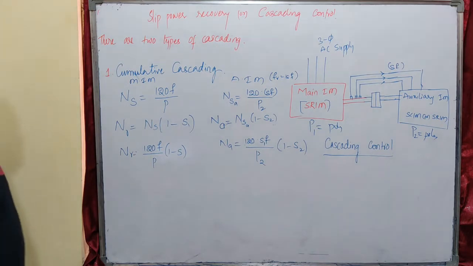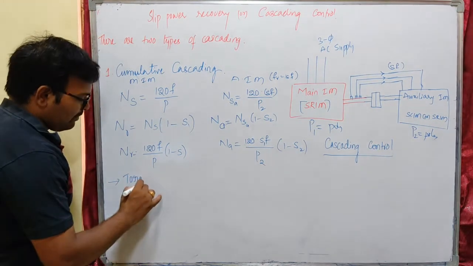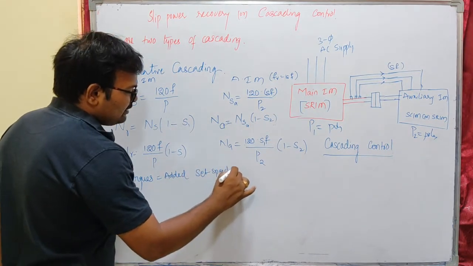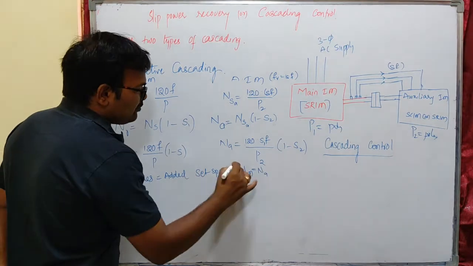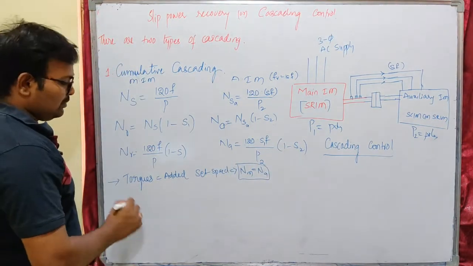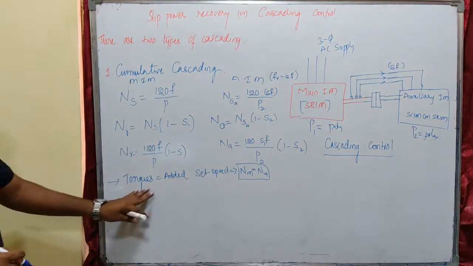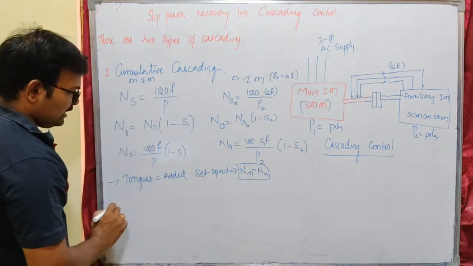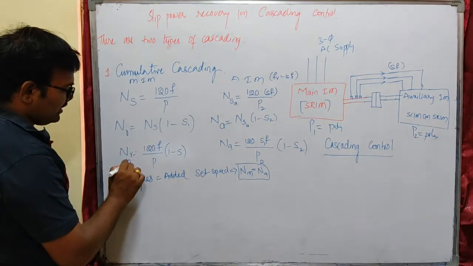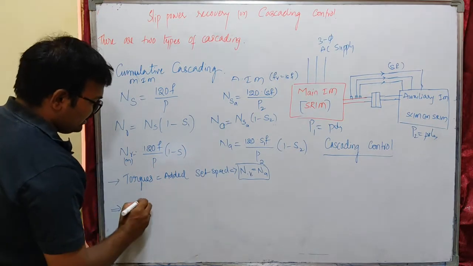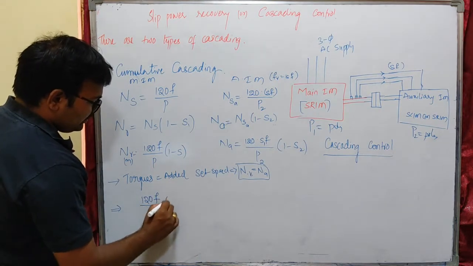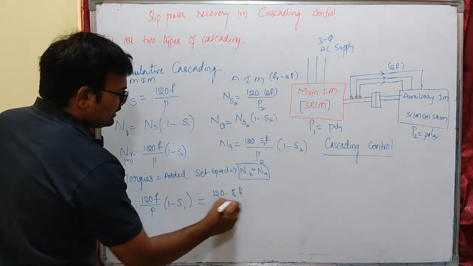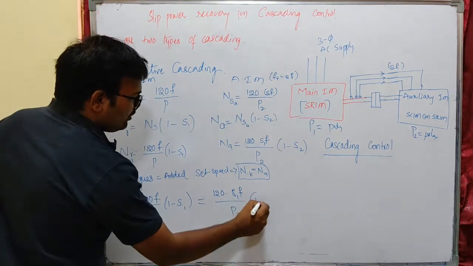For cumulative cascading, the torques will be added, and the speed of the main induction motor should be equal to the speed of our auxiliary induction motor. The speeds of the main and auxiliary induction motors are equal in cumulative cascading, so that our NR and NA can be equated. Here NR is the speed of our main induction motor. NR and NA are equal to each other. That becomes 120 f by P1 into 1 minus S1 equal to 120 into S1 times f by P2 into 1 minus S2.